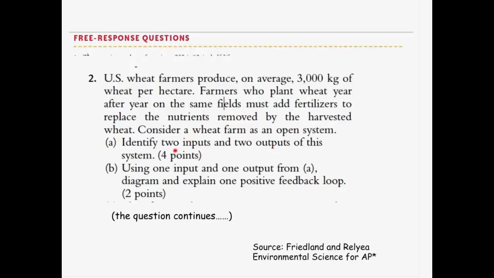outputs of this system, talking about how much wheat is produced per hectare, and fertilizers get added, and it doesn't say it, but wheat gets removed, that's implied. And so the student is asked to identify 2 inputs and 2 outputs of this system. And then there's a question involving feedback loops, in this case positive feedback, and the question continues. There's a part C and a part D, and I think there's a part E.